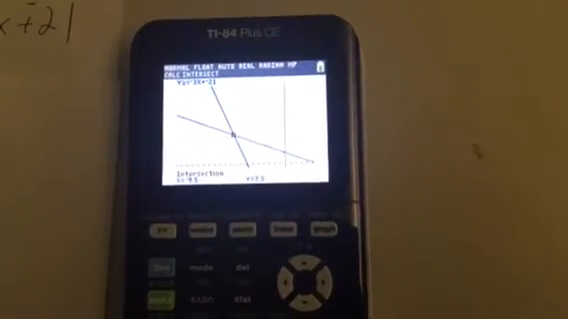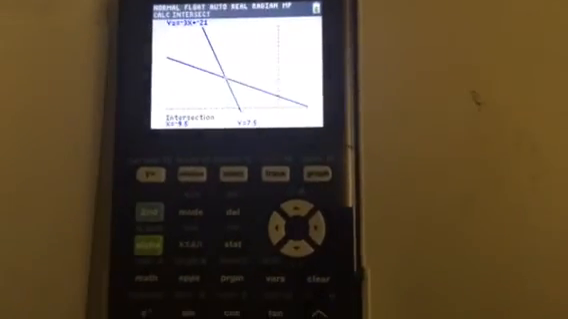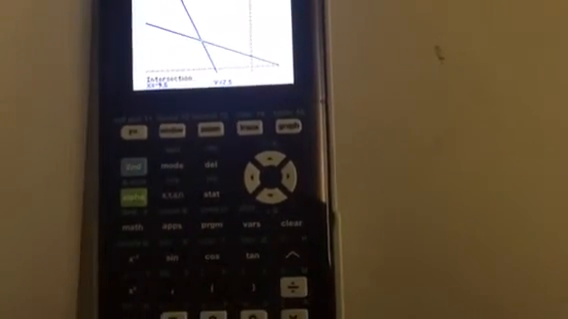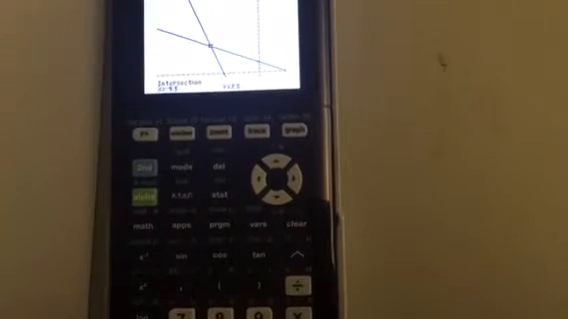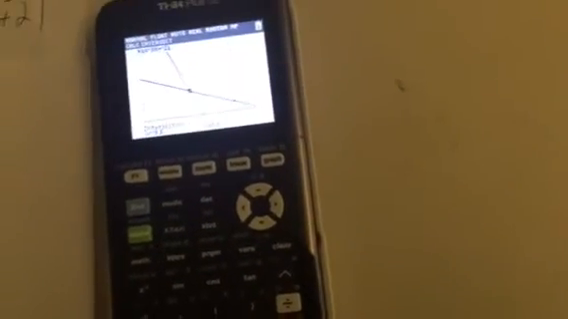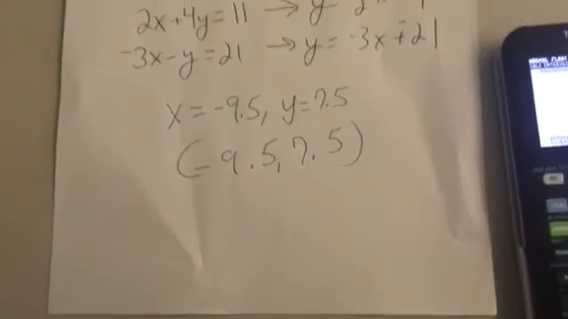And we can see here that these two lines cross at negative 9.5 for x, and y equal to 7.5. So this is the solution to the linear system. Then I'm going to write my solution as x equals, y equals, and then also as an ordered pair.